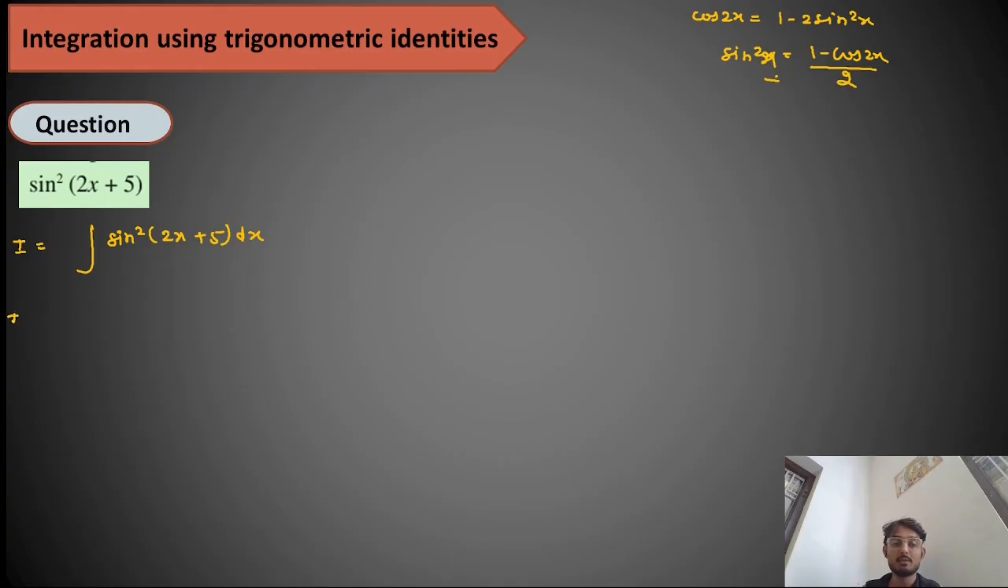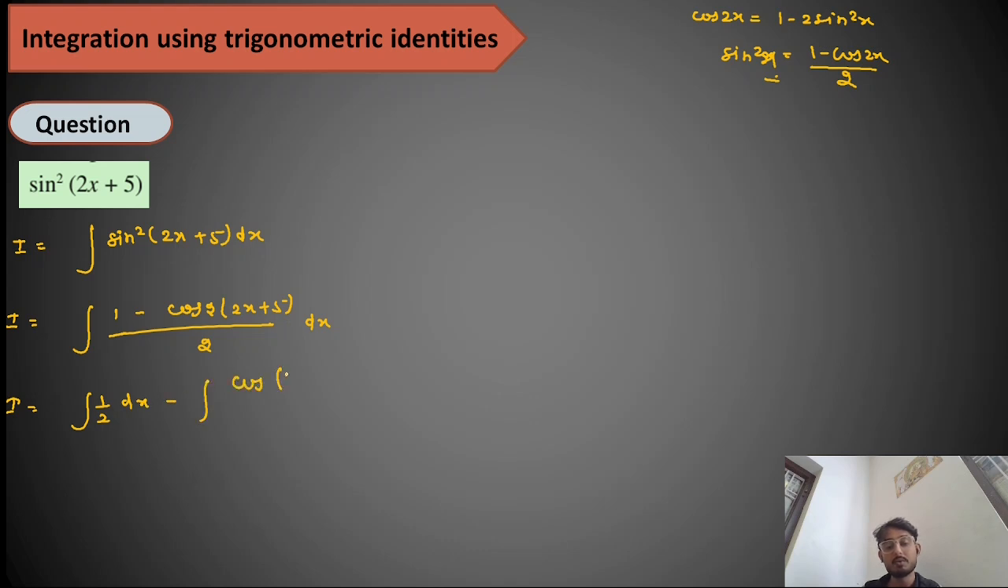So what can you write this term as? I equal to 1 minus cos 2 into (2x plus 5) upon 2 dx. So I equal to, you can separate the terms, 1 by 2 dx minus cos 2 into 2, this is 4x plus 10, upon 2 dx. Integration of this term is 1 by 2 x minus, integration of this term: what is the integration of cos x? Sin x, sin (4x plus 10).